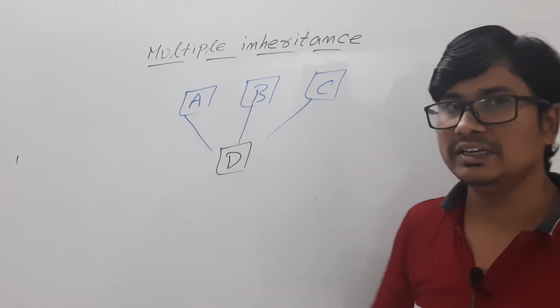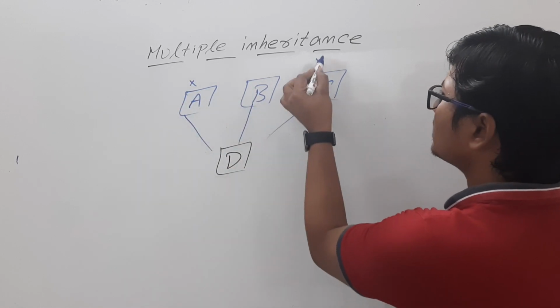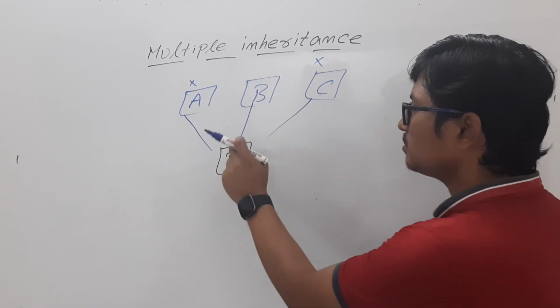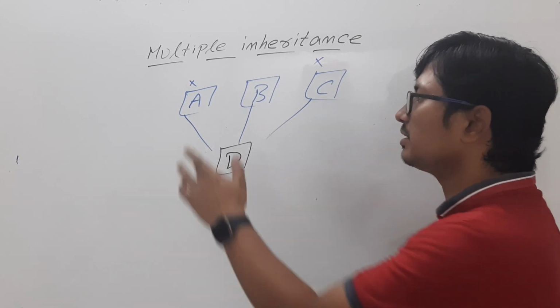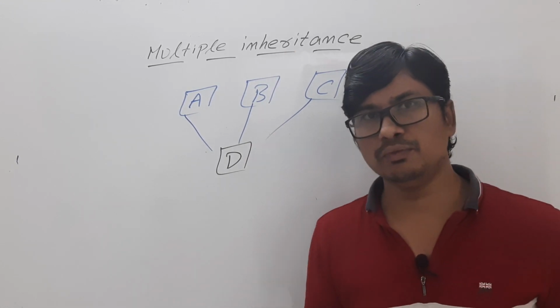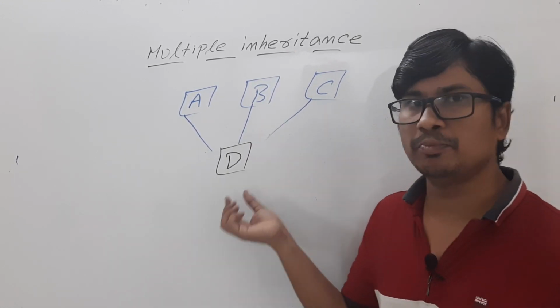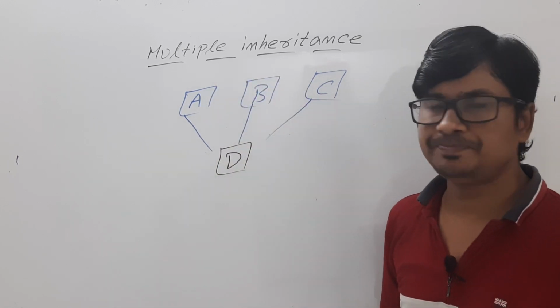If you take one, it will be single level inheritance, because if you remove A and C, then only B will be there. So D is deriving the properties of class B. It is a single level inheritance. So you should have more than one class. Deriving the properties from more than one class is called multiple inheritance.